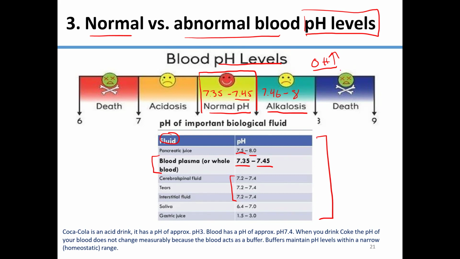Once we move even further, so we're really increasing in our hydroxide ions, we can actually experience death. The reason why is because, again, our blood is going to be much, much too basic, and there will not be any way that we can continue to survive with that level of base.